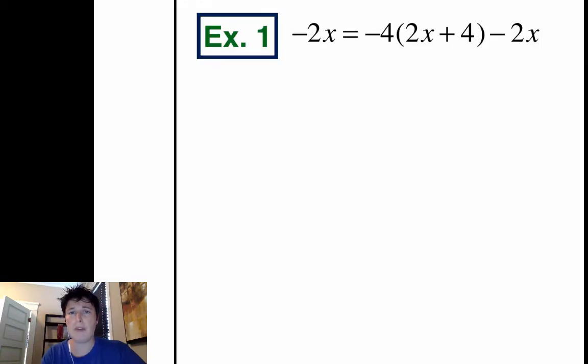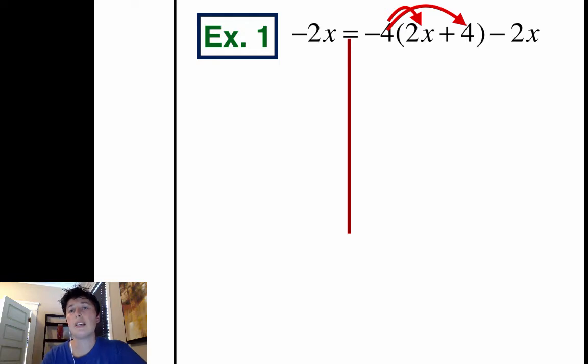We're going to try this problem. I'm going to make some more space on the screen here. I'm going to put a line down the equal sign. And when I see that parenthesis, or that quantity, I know distributive property is the first thing I need to do. So I'm going to take that negative 4 and multiply it inside the parentheses. I'm going to do negative 4 times 2x and negative 4 times plus 4.